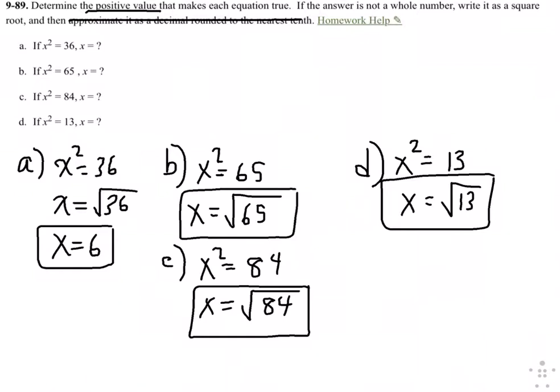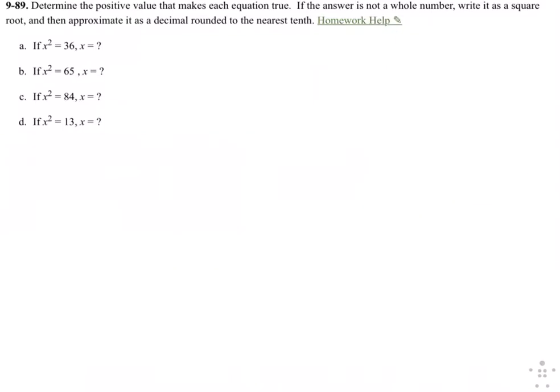Now, the reason I scratched out approximate to the decimal, round this to the nearest tenth, is because I prefer you to approximate square roots differently. So let's take a look at just how we would approximate this one. Let's just do this one, root 65. So I'm going to clear everything, right? And we're going to approximate root 65.